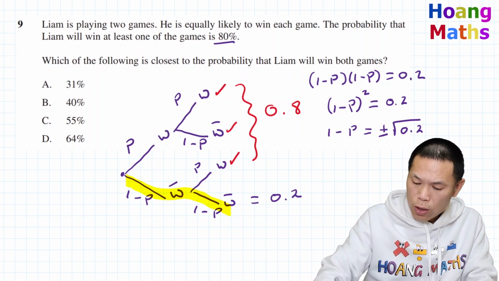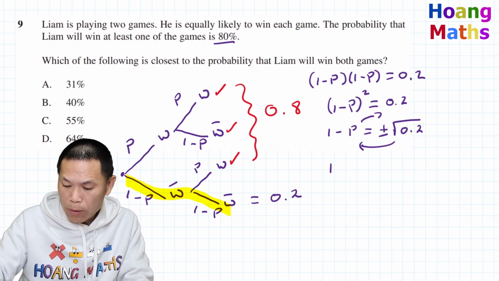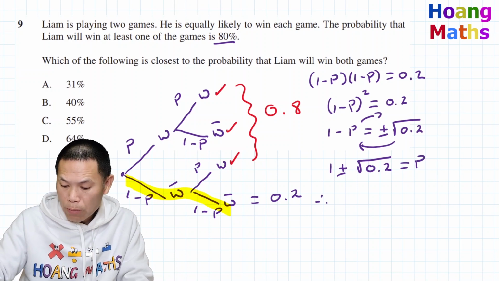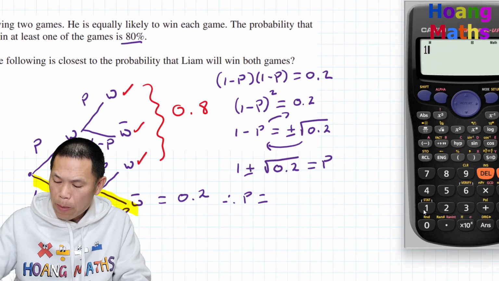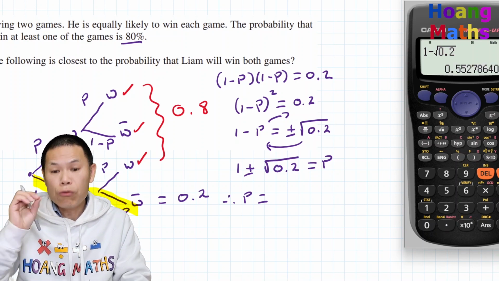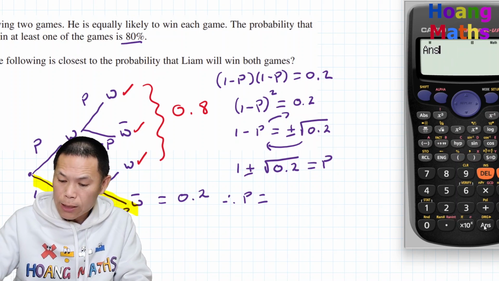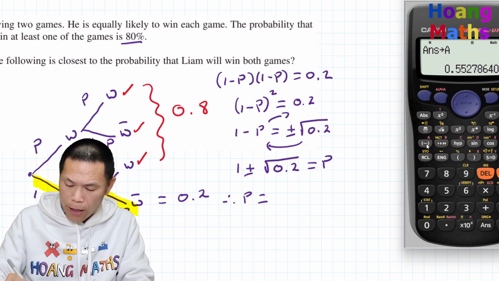So there you go. So therefore, what I do, I move the P on that side and I move this on that side. And minus moved over becomes plus. So they still give me 1 plus or minus the same square root of 0.2. So that is P. So now therefore, P equals, so what I do, I just put that on a calculator. 1 minus square root of 0.2. So there you go. 0.5527 and so on. I just store that in memory. I answer shift store in I.